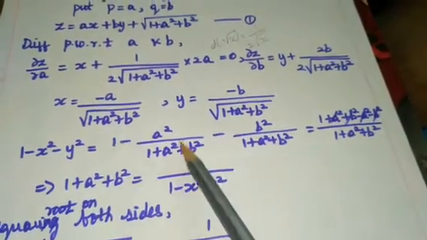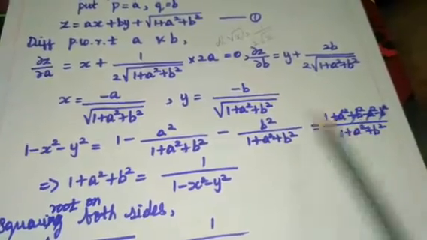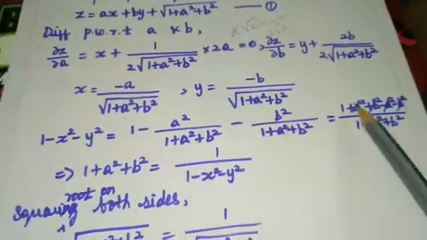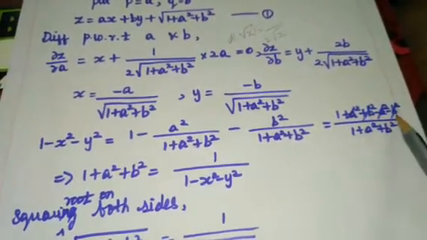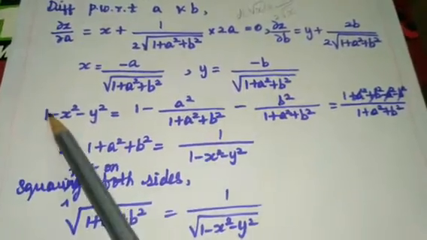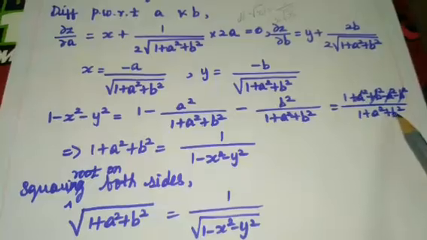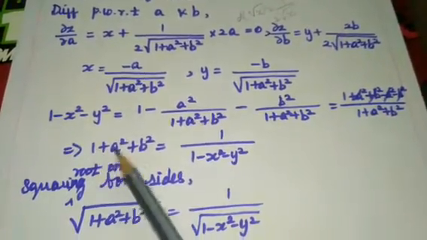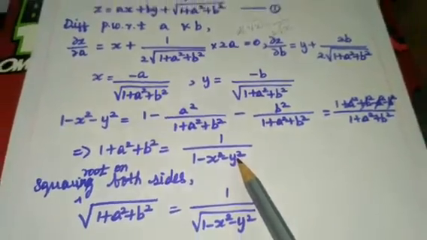1 plus, cross multiply with the denominator term. Therefore, 1 plus a square plus b square minus a square minus b square. Therefore, plus a square and minus a square gets cancelled, and plus b square minus b square gets cancelled. Therefore, 1 minus x square minus y square is equal to 1 divided by 1 plus a square plus b square. From this, we can say 1 plus a square plus b square is equal to 1 divided by 1 minus x square minus y square.